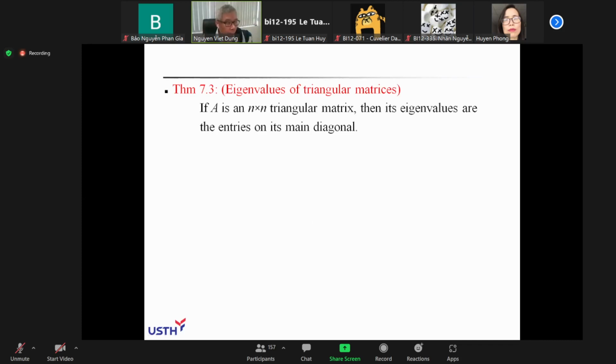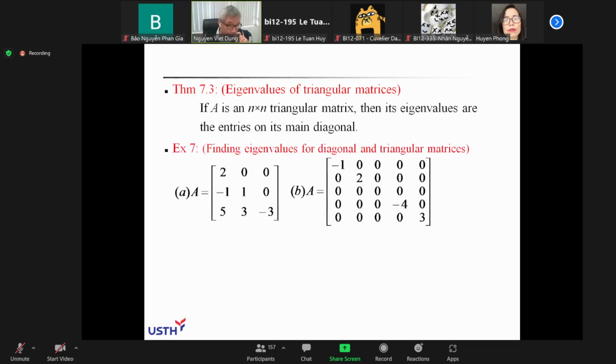Now we consider the case of triangular matrices. If A is a triangular square matrix, then the eigenvalues are the entries lying on the main diagonal. You can see it by looking at the following examples. We have A and B like that. A is a lower triangular matrix, and B here is even a diagonal matrix.